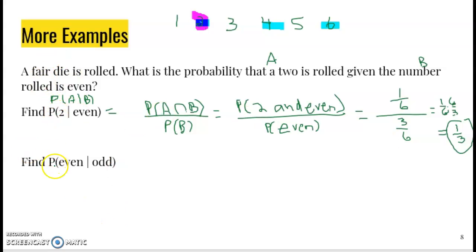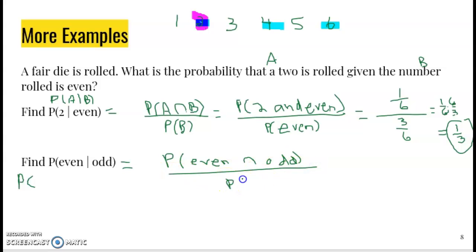Okay, so let's look at the next one. The probability of rolling an even given the number rolled is odd. Let's rewrite this with the formula. It would be the probability of even and odd, divided by the probability of it being odd.